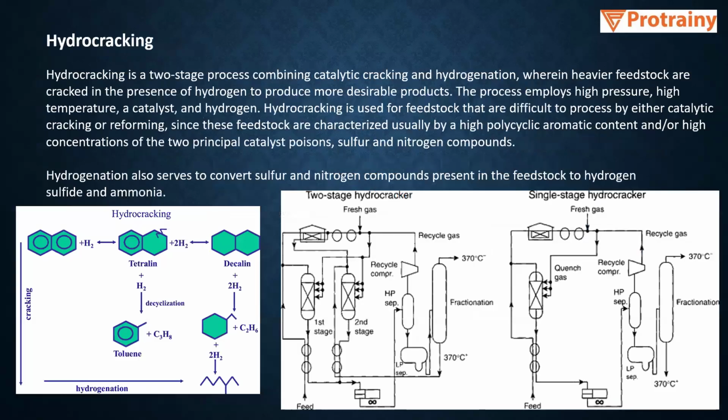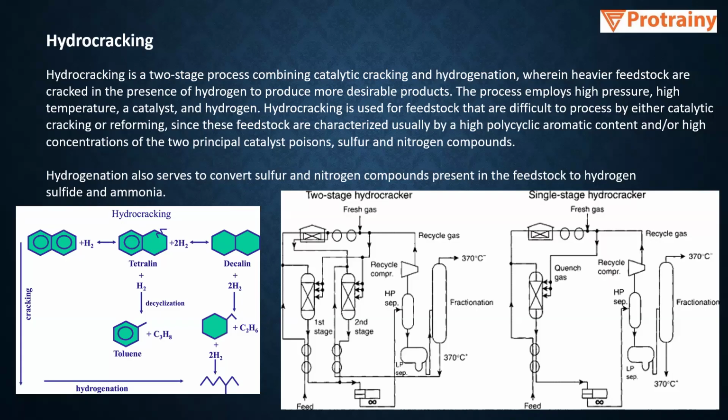Then hydrocracking. It is a combination of catalytic cracking and hydrogenation. Hydrogenation is basically the addition of hydrogen atoms to the hydrocarbon to get a more desirable product. In the hydrocracking unit, we do the catalytic cracking and hydrogenation of the heavier product we have received from our distillation unit to make a more desirable product.